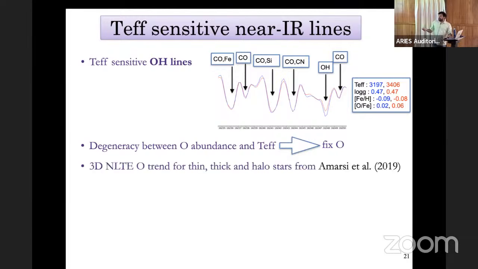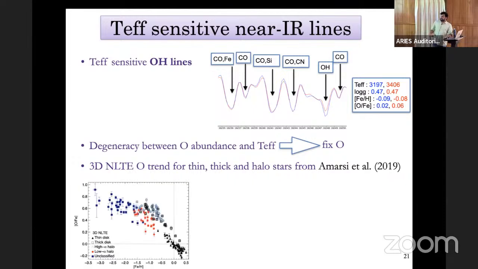And for that, I relied upon very accurate measurements of oxygen abundance for the solar neighborhood stars, the thin, thick, and halo stars from APOGEE. And these are the measurements they have made for different components of the Milky Way.